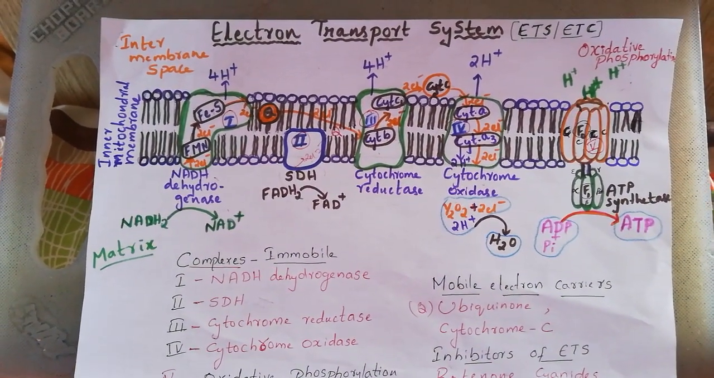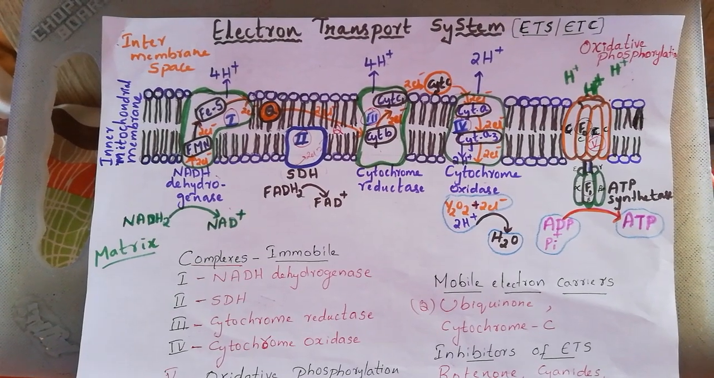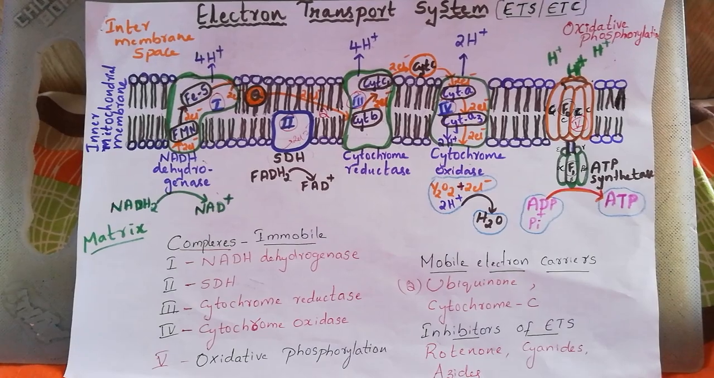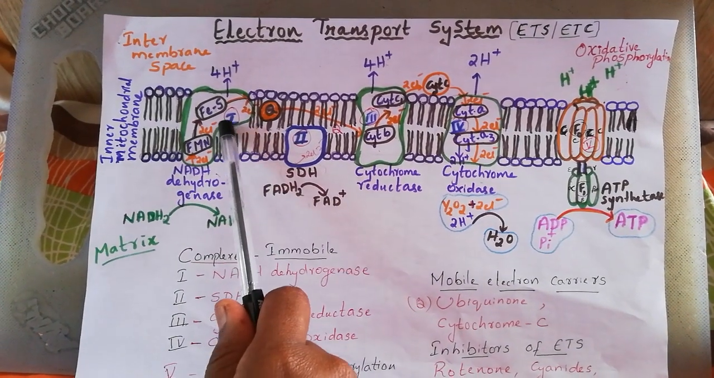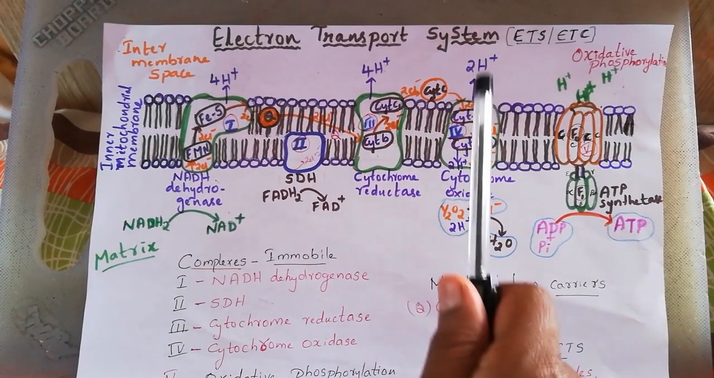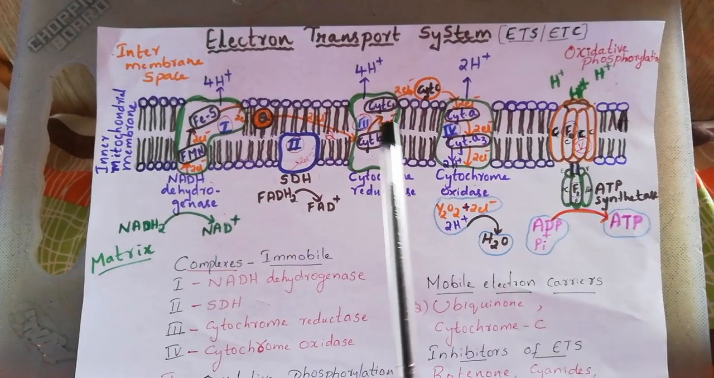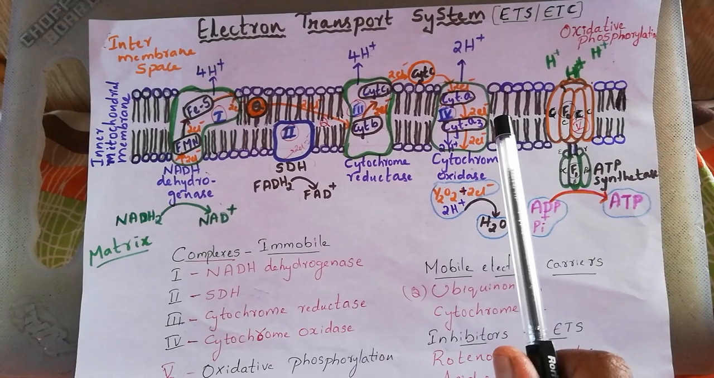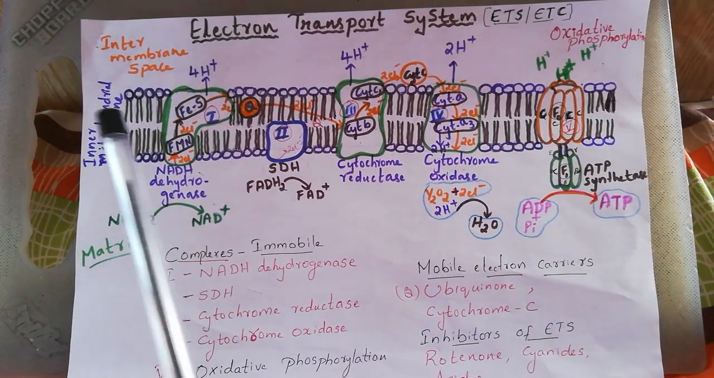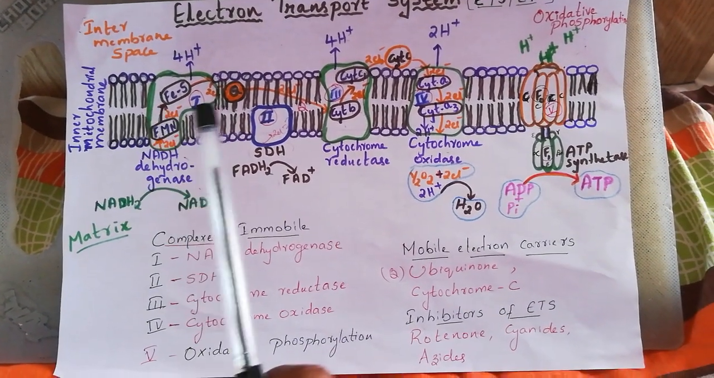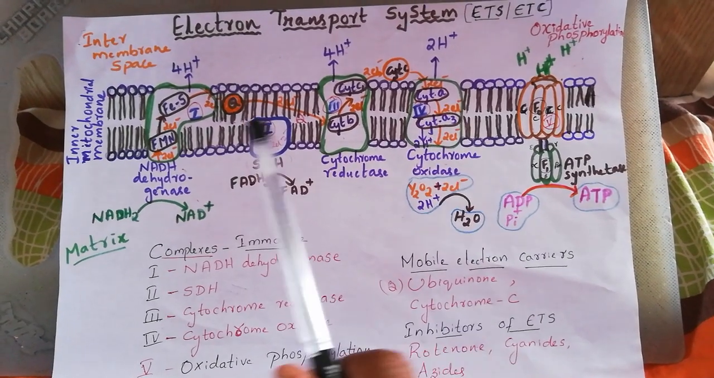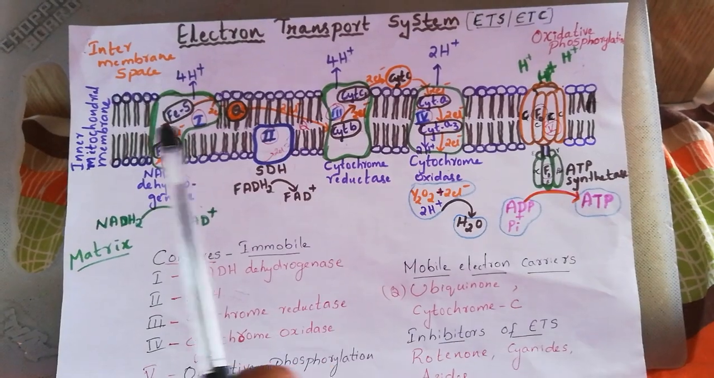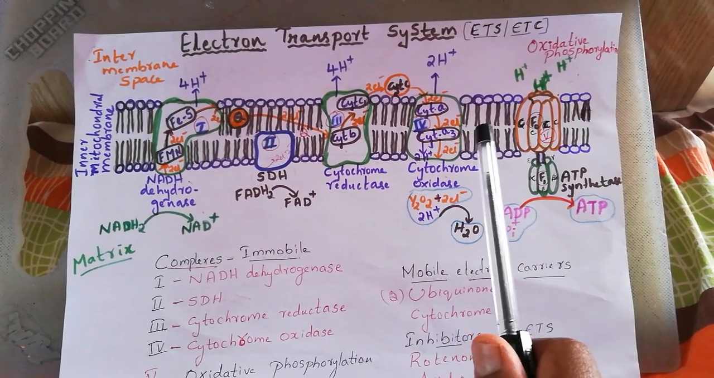I would like to explain about the electron transport system, or electron transport chain. It is a metabolic pathway through which electrons are carried from one electron carrier to the next electron carrier in the inner mitochondrial membrane. Before going into the exact process, let us know about the structure of the electron transport system, which occurs in the inner mitochondrial membrane.